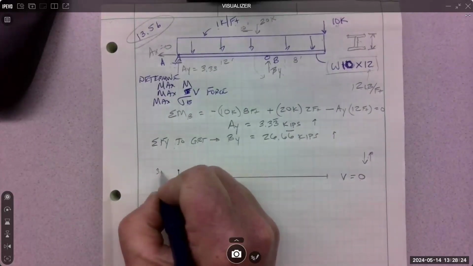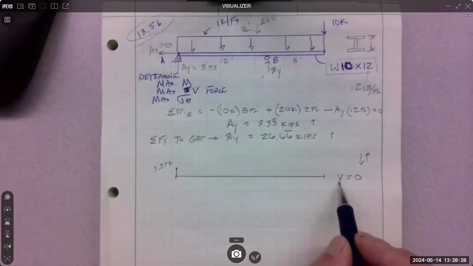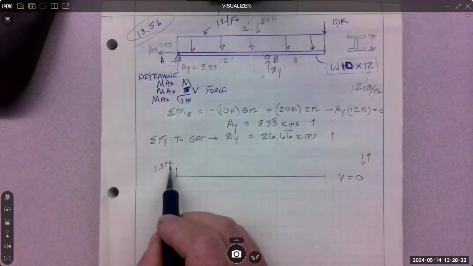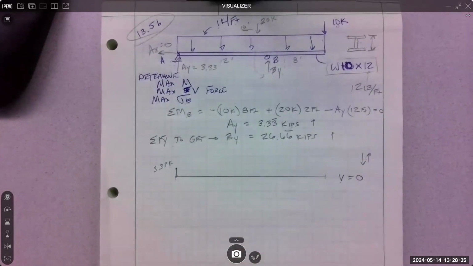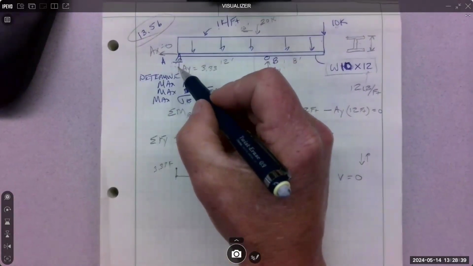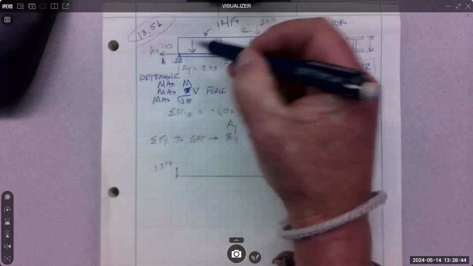But this is 3.33K. Because the shear diagram is force. This is kips, right? And we're just following the forces that exist on the beam. It went up 3 because this is up 3.33. Good?